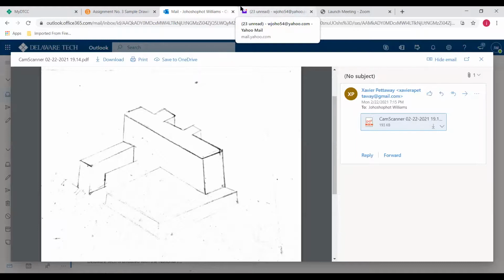Let me know when you've made those corrections, okay? And then we can move forward. Yep.